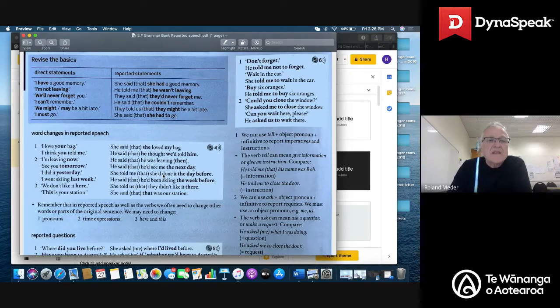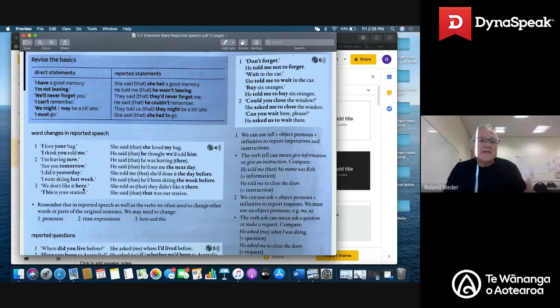Right, so this is revision. Your teacher may need to give you a table of the way the tenses change from direct speech to indirect speech. I went skiing last week. He said he had been skiing the week before. So last week becomes the week before. We don't like it here. She told us they didn't like it there.